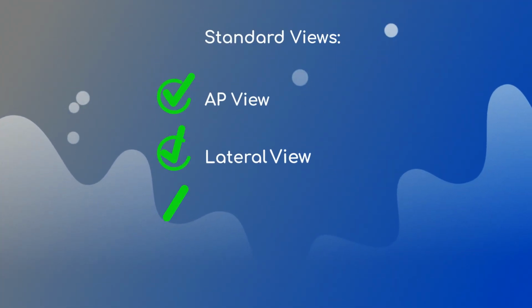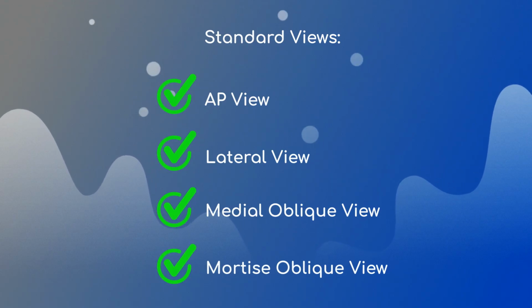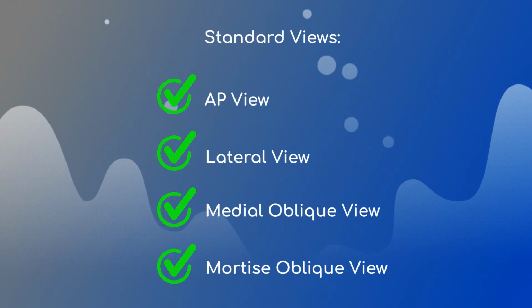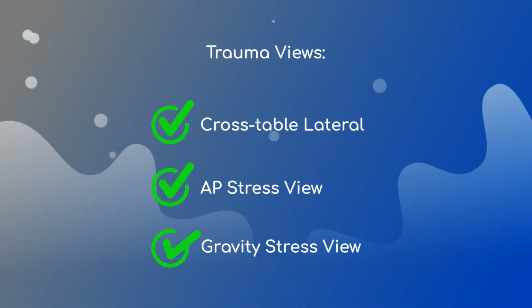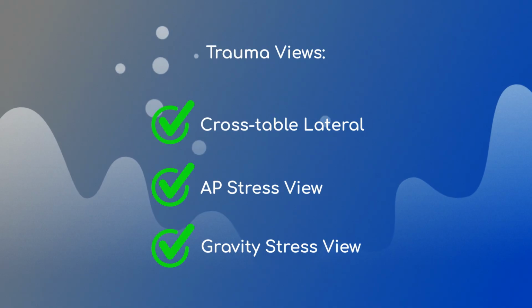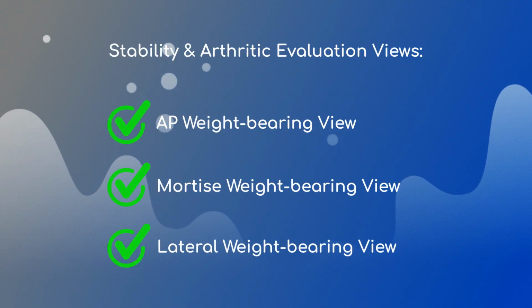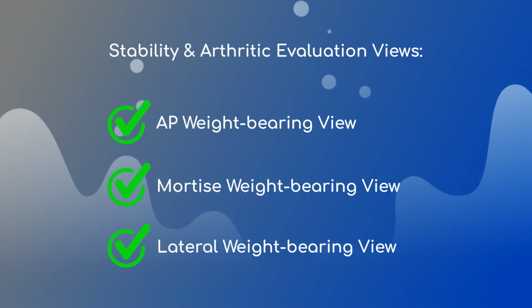Ankle radiographs include both standard and specialty views designed to visualize trauma, arthritis, or instability. Coders must count and identify views for proper CPT selection. Standard views: AP view, lateral view, medial oblique view, mortise oblique view. Trauma views include cross-table lateral, AP stress view, or gravity stress view. Stability and arthritic evaluation views: AP weight-bearing view, mortise weight-bearing view, lateral weight-bearing view. Each view helps highlight critical anatomy such as the talus, medial and lateral malleolus, and posterior malleolus.